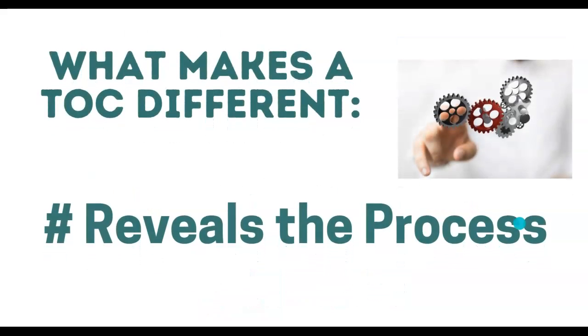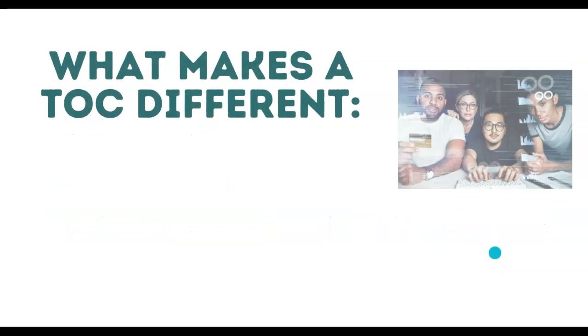Okay, the second thing that makes a theory of change different is that it reveals the process. It reveals to you the process that you need to take. It reveals to you the workable process. You would soon discover if certain activities will not produce the outcomes that you want, or if certain outputs will not produce or create the activities and indicators that are required to achieve the impact. You begin to know that as you go through the process of using this wonderful methodology called theory of change.